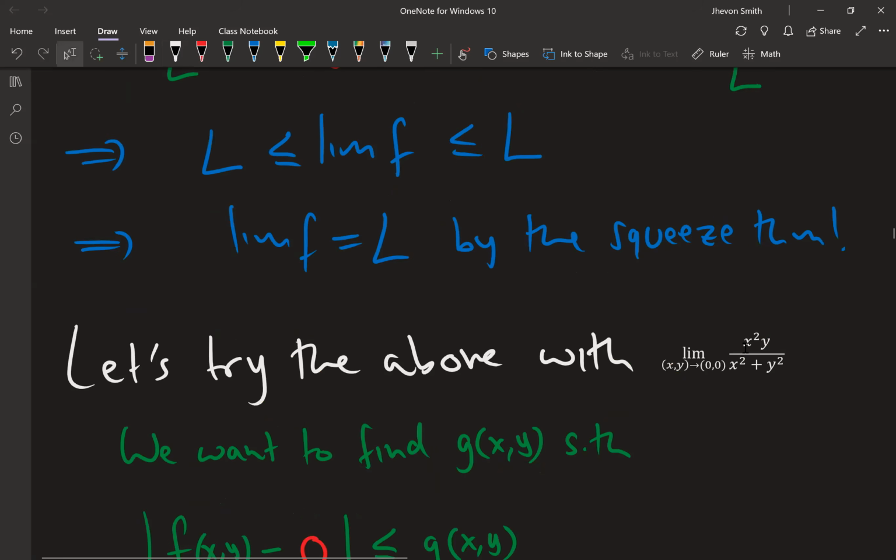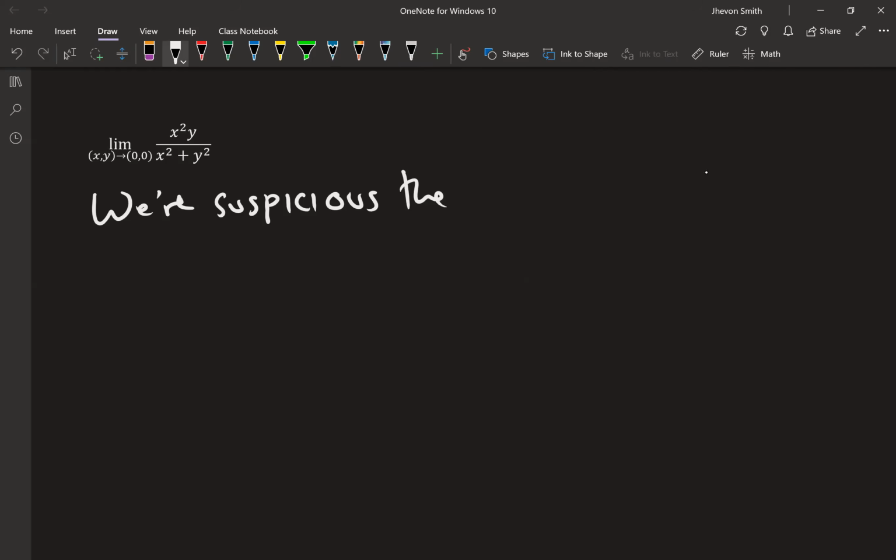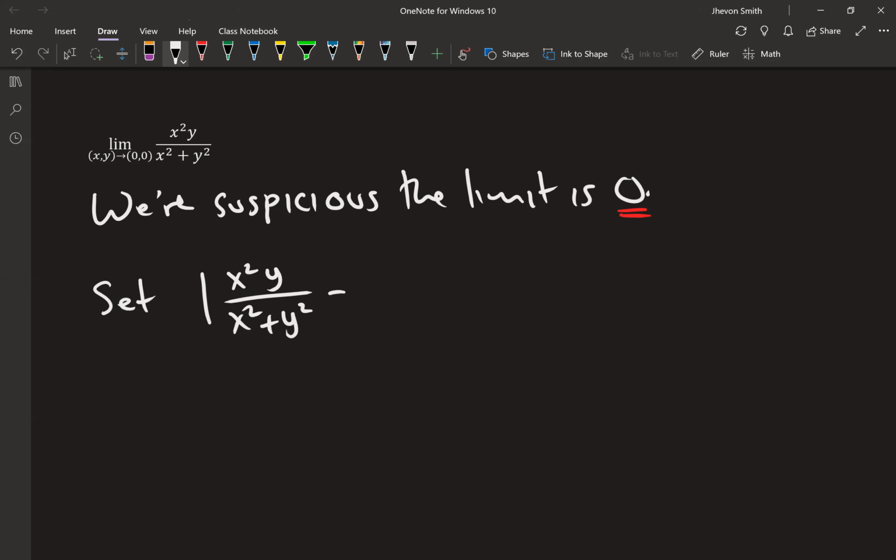Okay, so let's do that with this guy. So we're suspicious the limit is 0. So you went through the process of trying to show that the limit does not exist. And then, well, I'm going to apply it to the problem now. We're suspicious the limit is 0. Why? Because I tried that method that we had from before and it kept giving me 0. Very suspicious. I'm thinking the limit is 0 at this point. So now what I'm going to do is set f(x, y) = x squared y over x squared plus y squared, minus the 0.